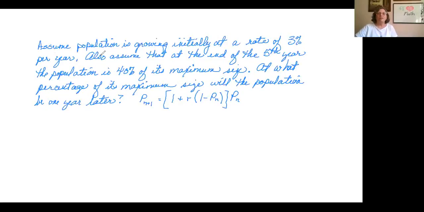Assume that a population is growing initially at a rate of 3% per year. So this is going to be R equals 0.03. Also assume that at the end of the fifth year, the population is 40% of its maximum size.